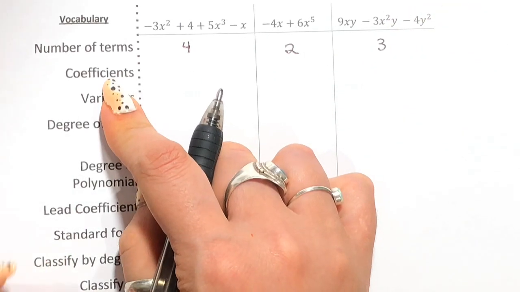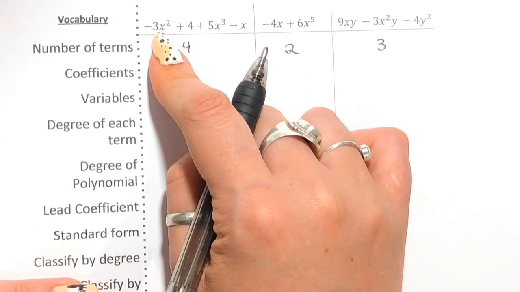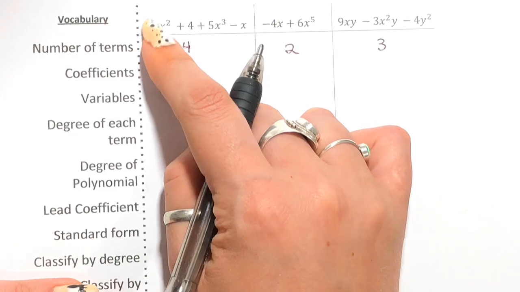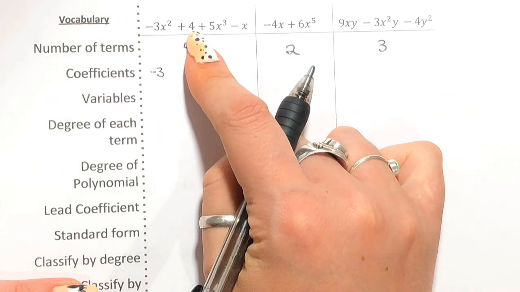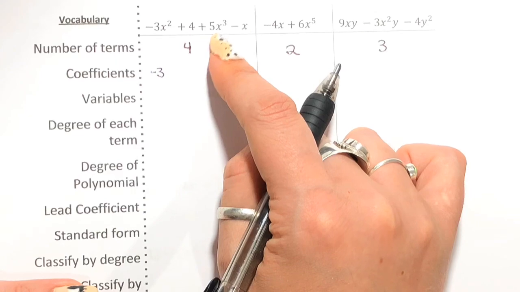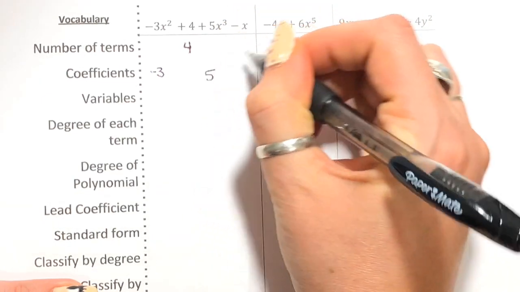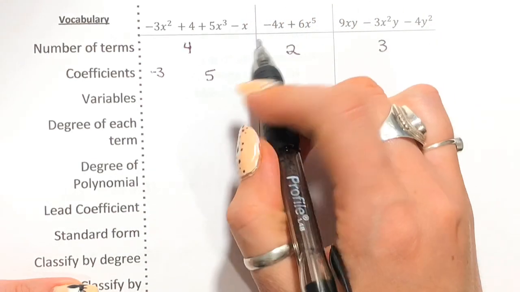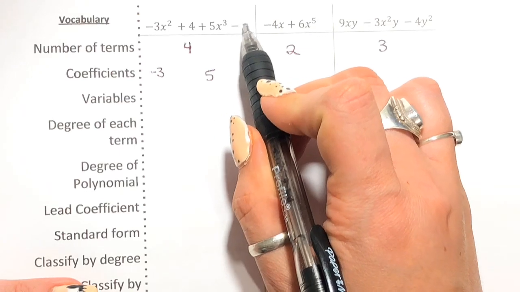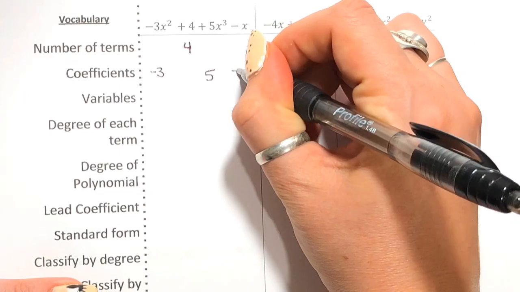Okay, coefficients, these are going to be the numbers written in front of a variable. So if I look at this negative 3x squared, the coefficient would be the negative 3. Constants are kind of like their own coefficient. We really only talk about coefficients though when they are with variables. So let's just move on to the 5x cubed. So that would be a 5. And then for the x, if there's not a number written, it's like there's a 1 there, but we also want to bring the sign with it. So the coefficient on negative x would be a negative 1.